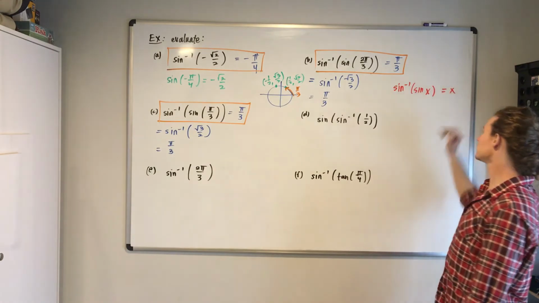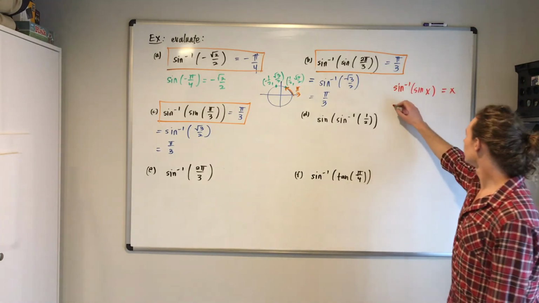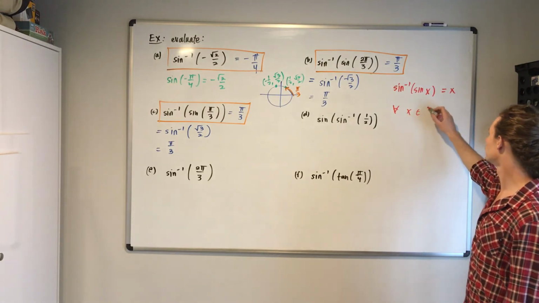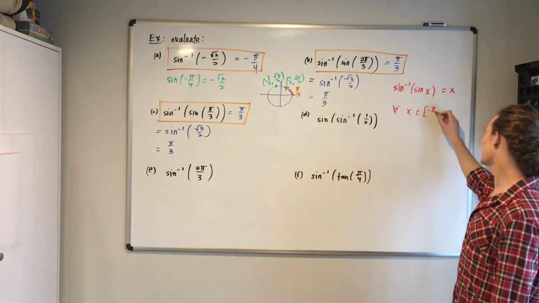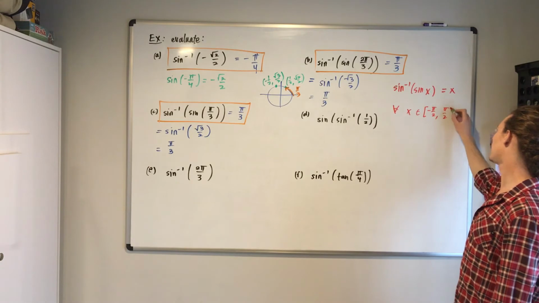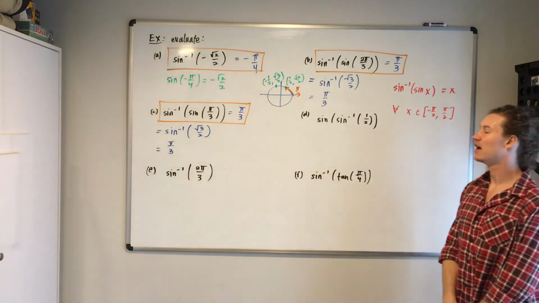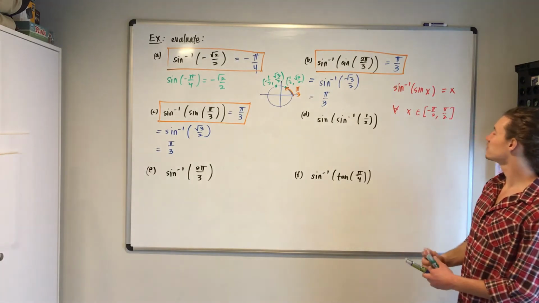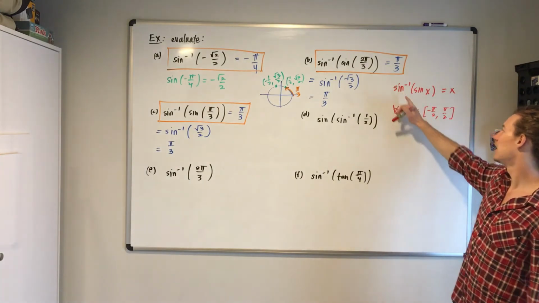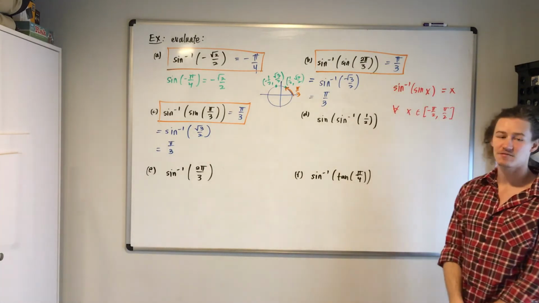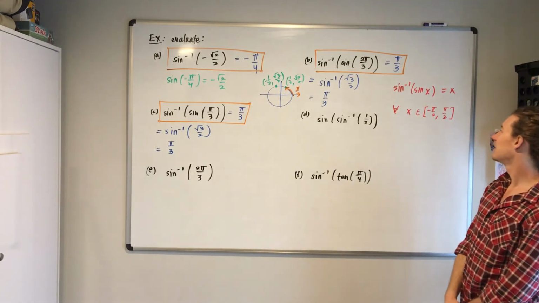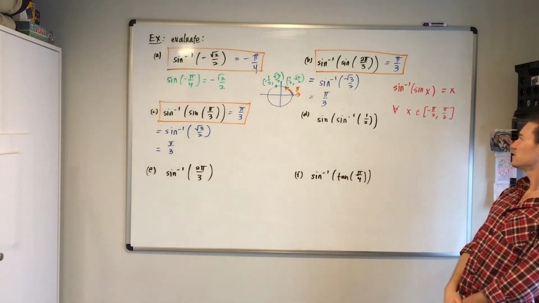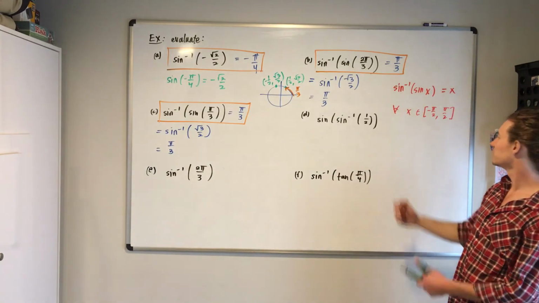we'll find that this composition equals x for all x which are on the interval negative pi halves to positive pi halves, including negative pi halves and positive pi halves. And the reason for that is the inverse sine outputs for us real numbers between negative pi halves and positive pi halves. And so again, we'll see this to be true in every case.